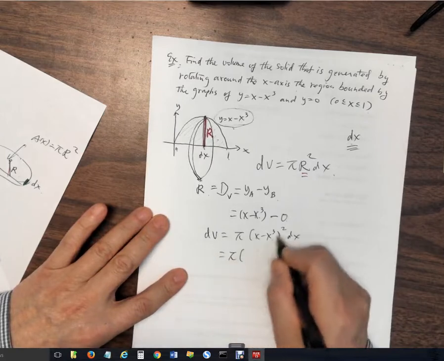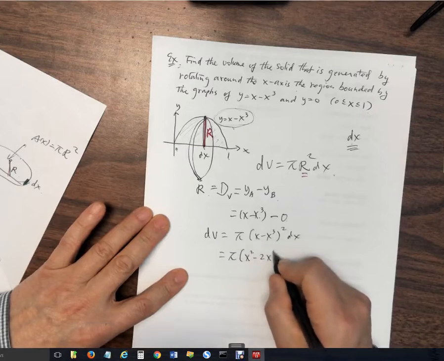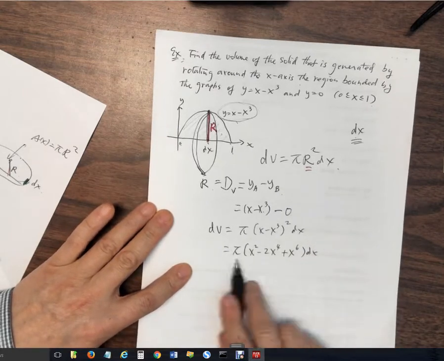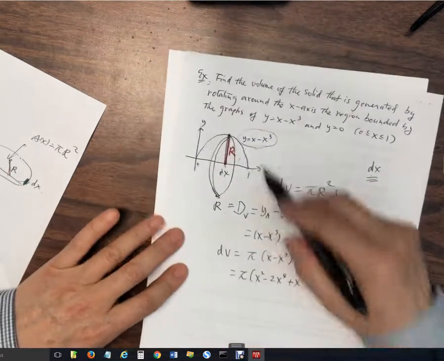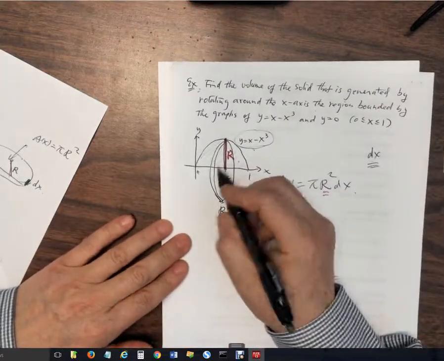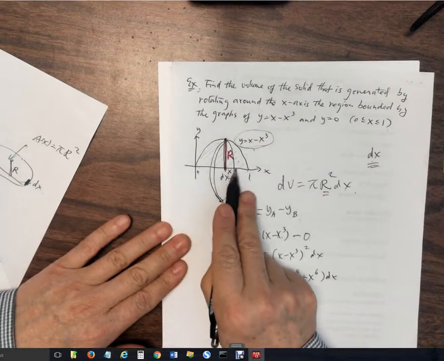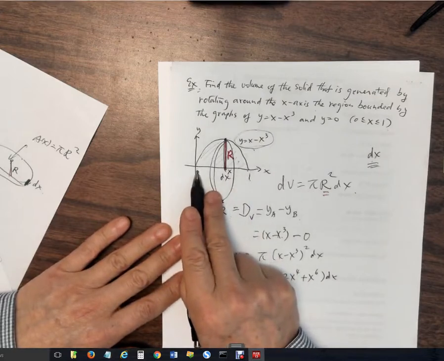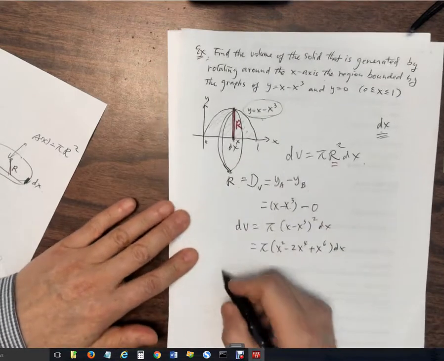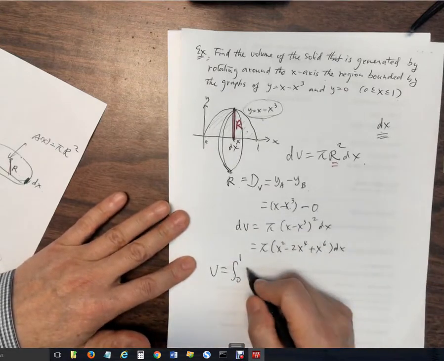Let's simplify, just square this out, do the algebra, right? x squared minus 2 times x times x to the third, which is x to the 4th, plus x to the 6th, dx. So this is the volume of one representative disk, picked up at the location x. Now we add all those disks up, starting from 0, across the interval, stopping at 1. So the total volume will be the integral from 0 to 1, the sum of all those guys.